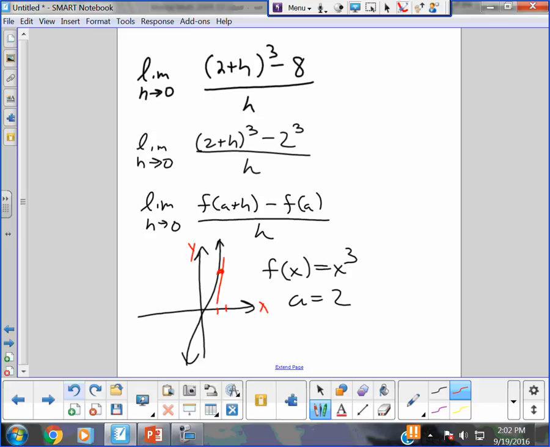You don't like my picture? It's good enough for calculus students. You guys are good at this. All right, so keep practicing. These are limits. These are warm-up problems. Understand where they come from.